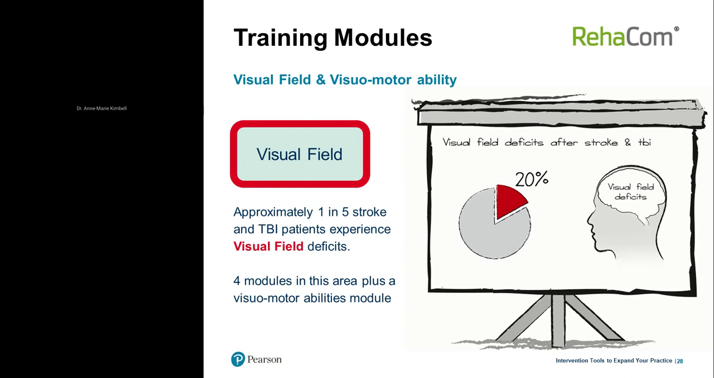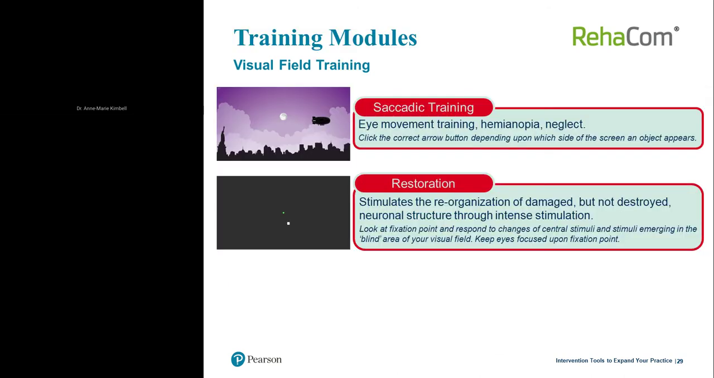RehaCom also provides you with a visual motor coordination training, and this works on the basis of a tracking task. The patient has to follow a given movement using a mouse. So through the training task, where motions always reoccur, the patient's encouraged to anticipate individual patterns of movement with that type. This is just a couple of the visual training examples, the saccadic training and restoration.